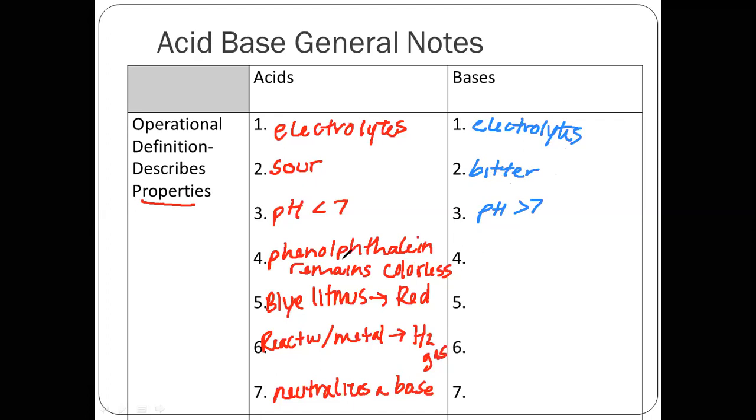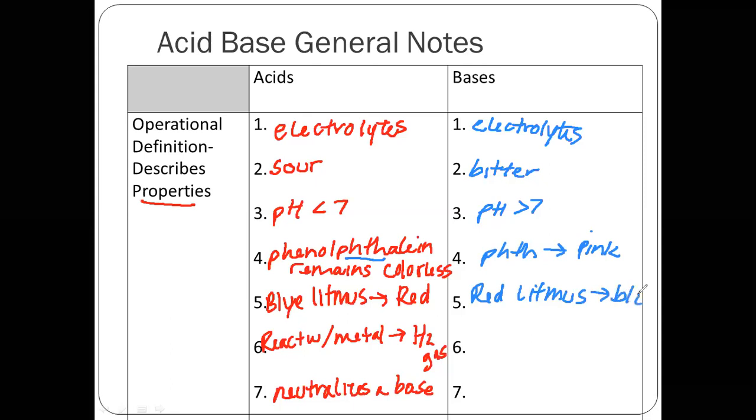All right, so phenolphthalein, I'm just going to use the abbreviation, which is PHTH, turns pink if it's with a base, like a fuchsia pink. This time, if you have red litmus paper, it turns blue. Bases are also slippery and caustic. And caustic means it can burn you.